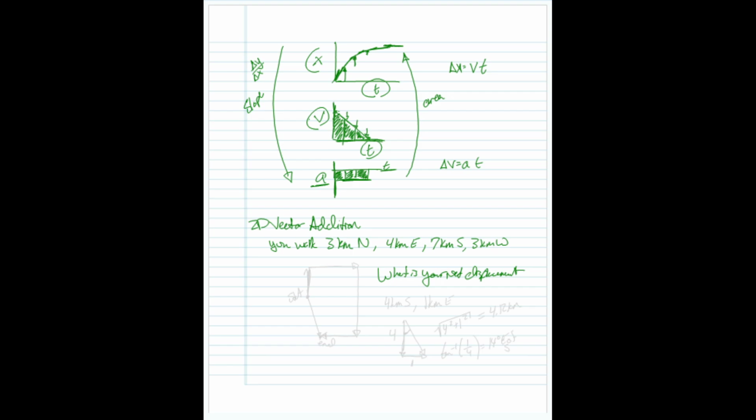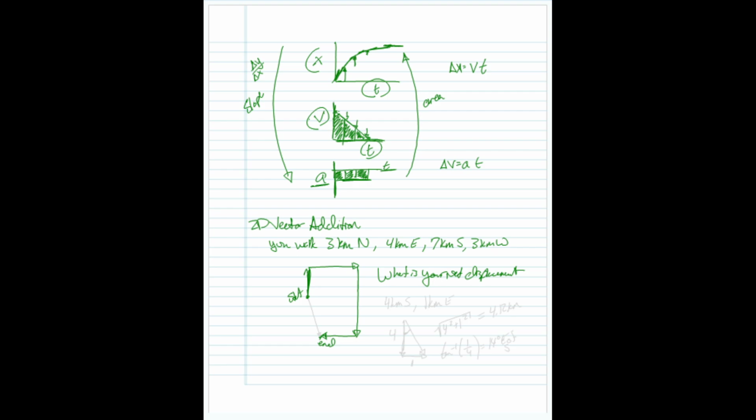So to figure this out, I'm going to give myself a visual representation of this. I'm going to give myself a starting point, and I'm going to draw this out. 3 kilometers north. Then 4 kilometers east. Then 7 kilometers south. Then 3 kilometers west. To my end point.